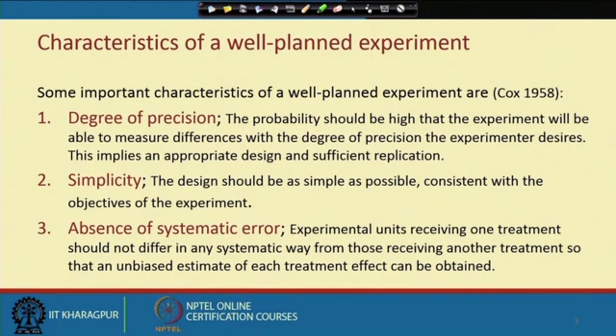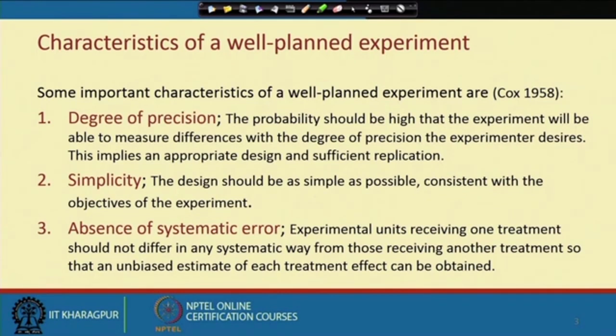What is degree of precision? The probability should be high that the experiment will be able to measure differences with the degree of precision the experimenter desires. Suppose the length you are measuring should be plus minus 0.002 meter. It should be within this. This implies an appropriate design and sufficient replication. Replication in the sense, how do you know that your precision is good? You require many such runs, and then you have many such values, then only you will be able to find out whether your precision is at the desired level or not. So obviously, the standard deviation is one of the important measures here, which later you will know how it is to be computed.